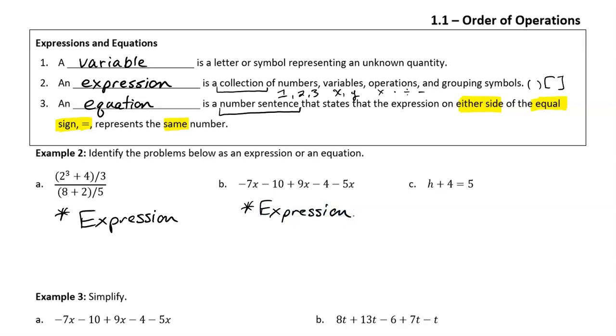Last one, C. We have h plus 4 is equal to 5. Even reading it, I can start to see my answer here. The fact that I'm saying equal to a number, equal to something on the other side, is going to tell me that this is in fact an equation. Then we would probably be asked to solve the equation. That equal sign is telling me that this left-hand side has to be the same number as the right-hand side. Then we will be able to figure out the h value that would make that true. But that's in fact an equation.